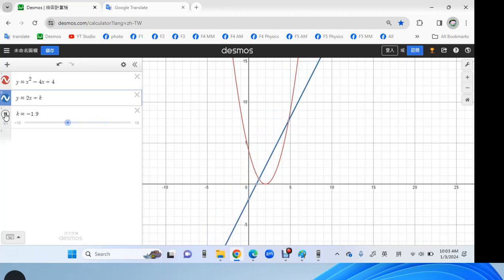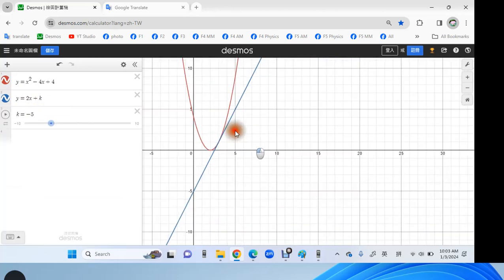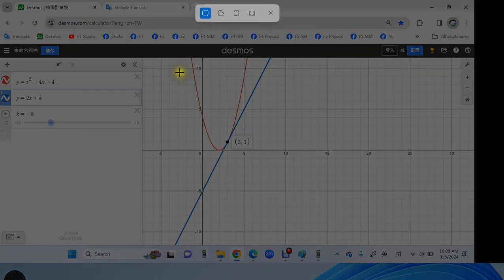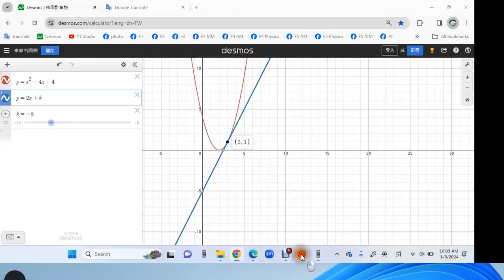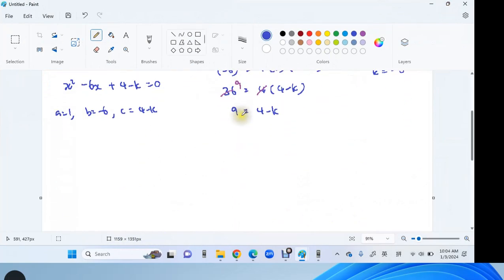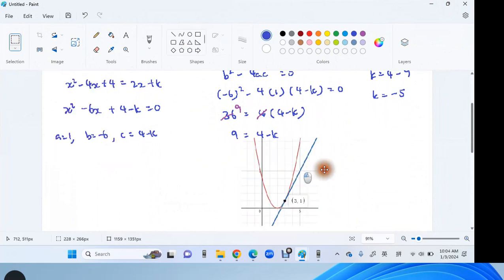So you can see that y equal to x squared minus 4x plus 4 looks like this, and then y equal to 2x plus k is something like this. When the k that we have is negative 5, then they have one intersection only. This is the intersection. So this one we want to check, then the answer will look like this.